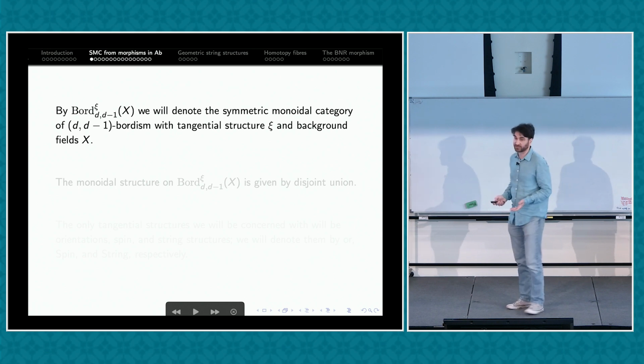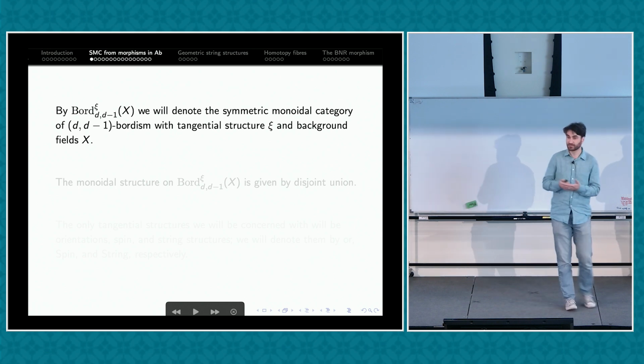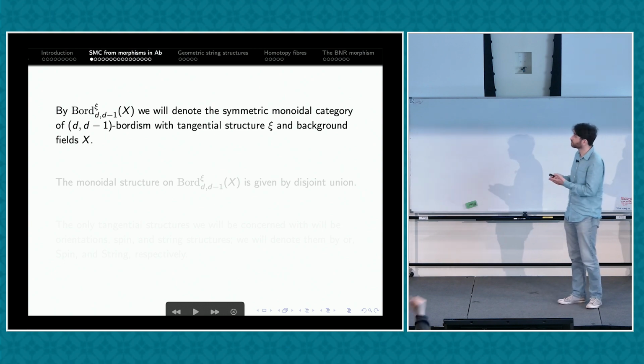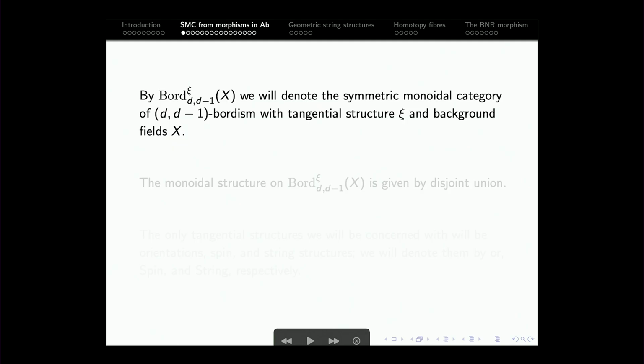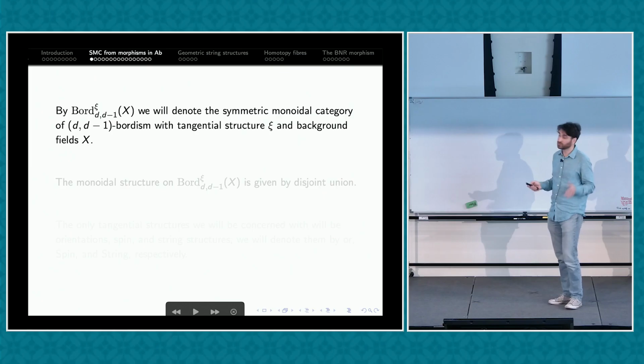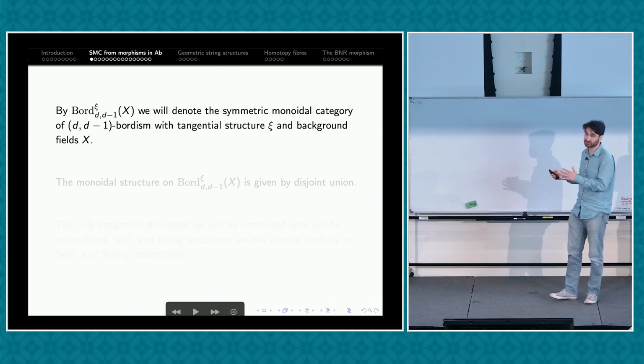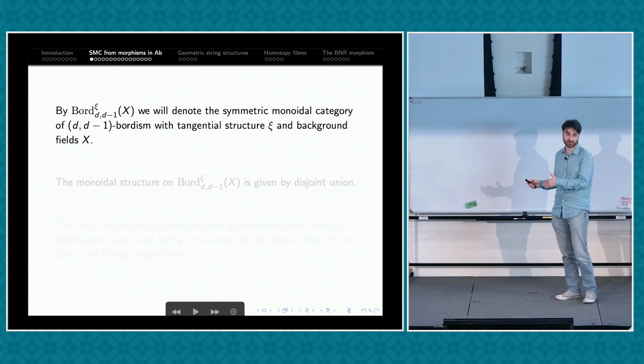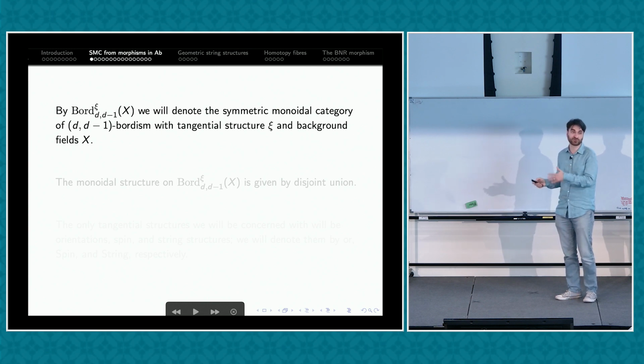Okay, so the ingredients. Instead of a bordism group, some bordism category. So we want to do TQFTs after all. I will denote by Bord(Xi, d-1, d, X) this bordism category. Objects are in dimension d-1, morphisms are in dimension d. Xi is some tangential structure that for this talk will just be a reduction of the structure group, for instance an orientation, a spin structure, a string structure.